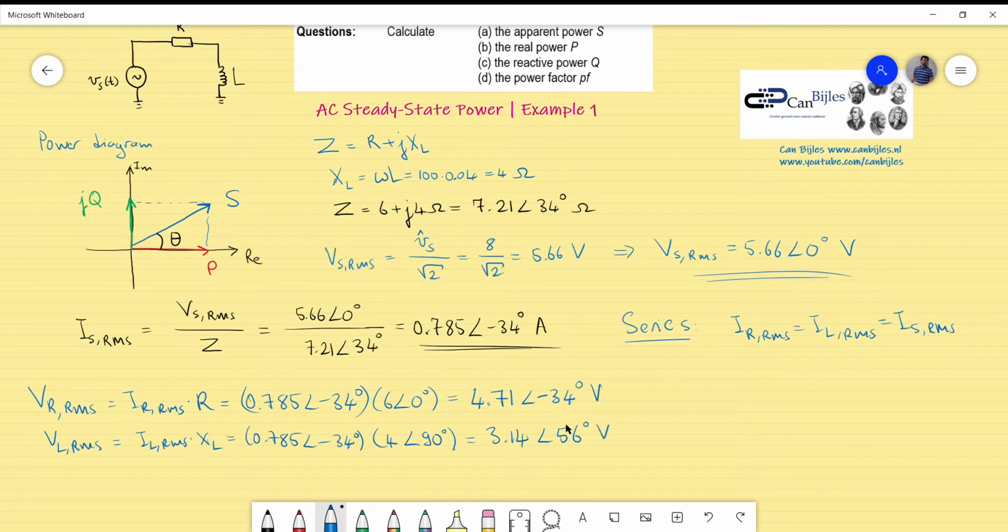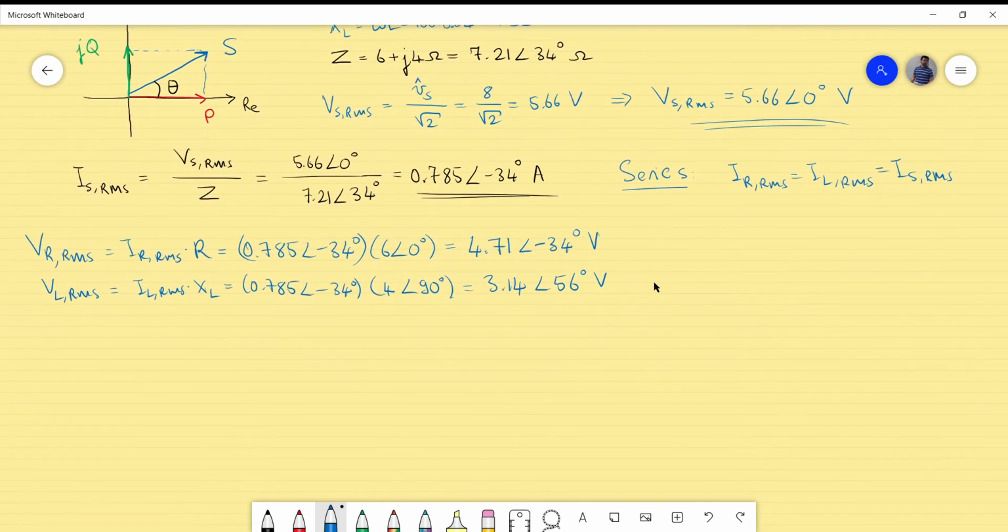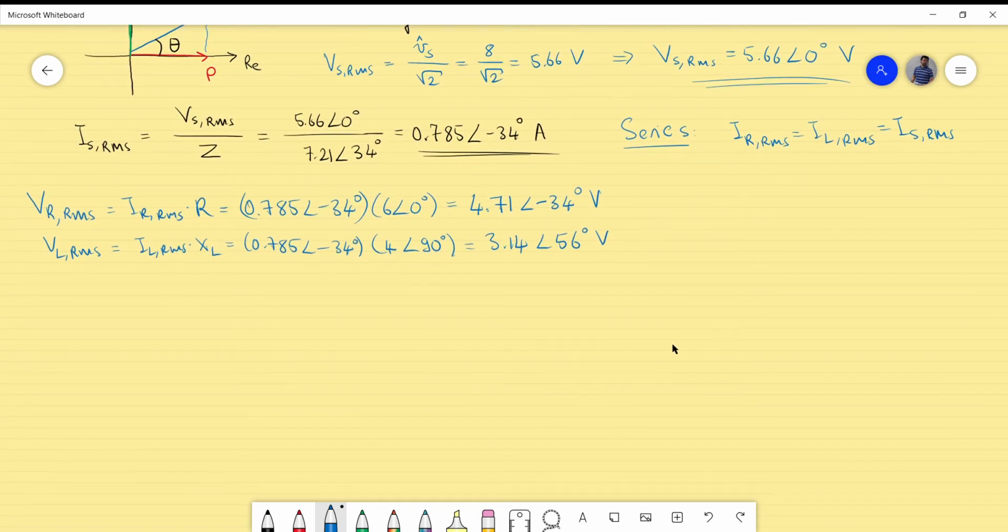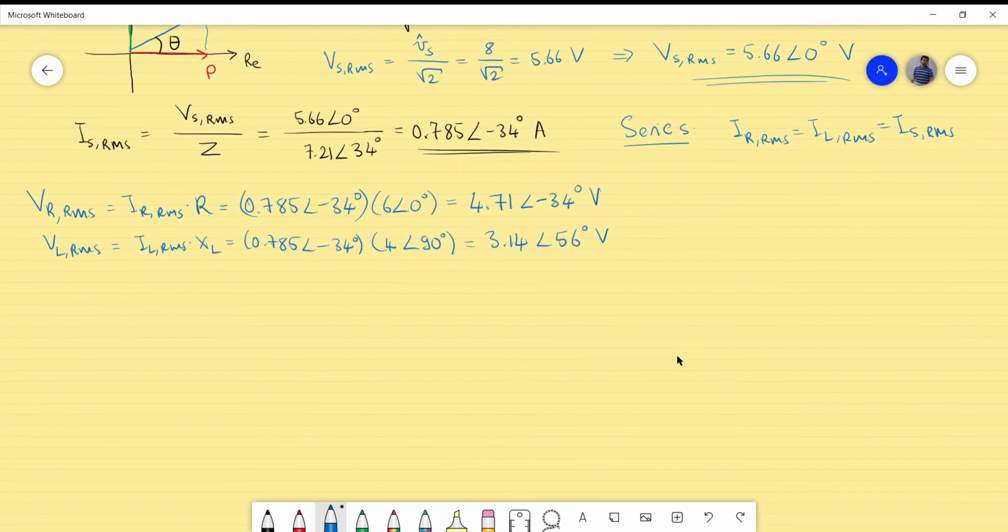And if you look carefully, the phase difference between the voltage across the resistor, so resistor voltage, and the inductor voltage, is always 90 degrees. That's actually a check you can always use to verify your calculations. So next step is actually the P and the S and the Q. So let's start with the P.